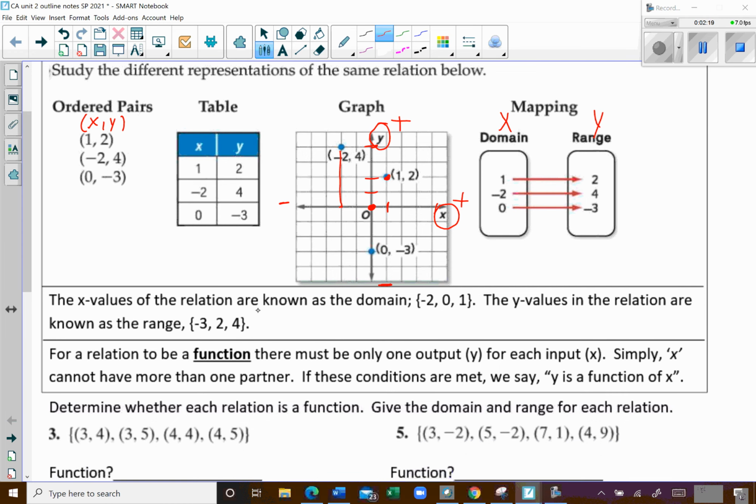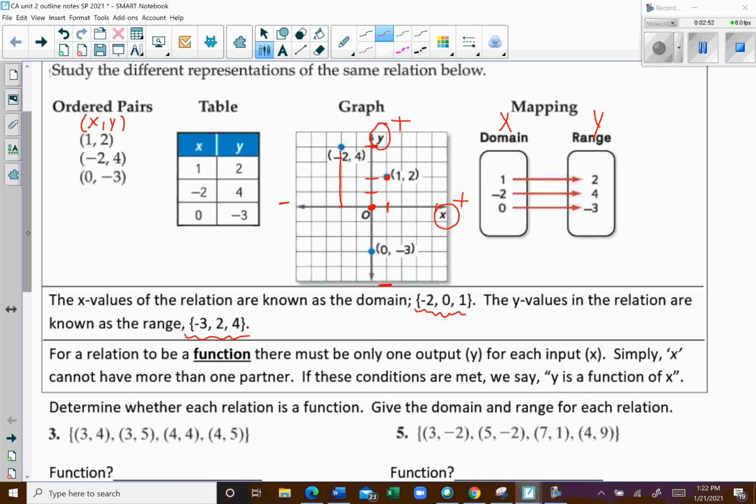The x values of the relationship are known as the domain. I had just mentioned that. If you were asked what's the domain of this example up above, you would list the set of numbers -2, 0, 1. They put it in numerical order. If you don't put it in numerical order, that's okay, it won't be counted wrong, but typically we try to put those in numerical order. And then the y values in the relation are known as the range. They're the y values from our example.